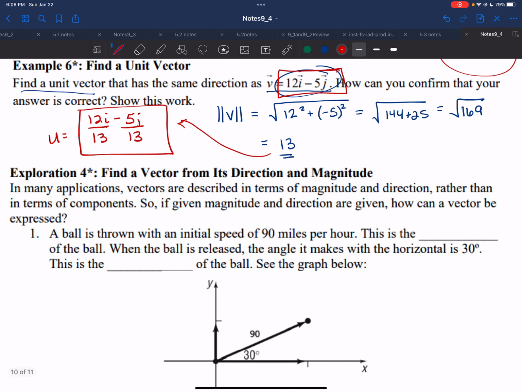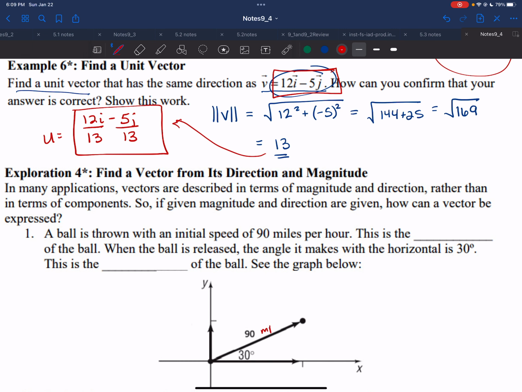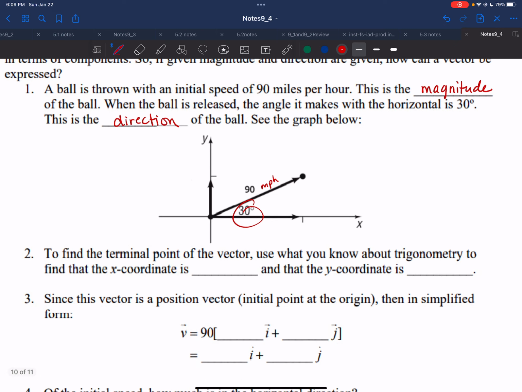Okay, so let's find a vector from its direction and magnitude. Here we've got a ball that's thrown with an initial speed of 90 miles per hour. That is going to be the magnitude. Okay, that's a number. The magnitude is 90 miles per hour. When the ball is released, the angle it makes with the horizontal is 30 degrees. That value is going to be the direction. I can get my direction in degrees. There's a drawing below.